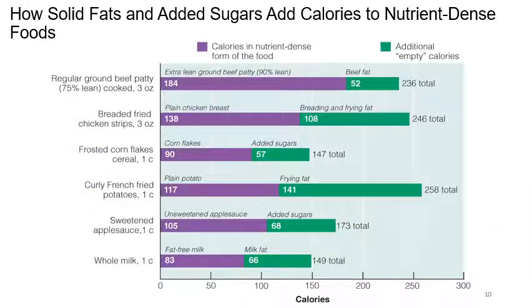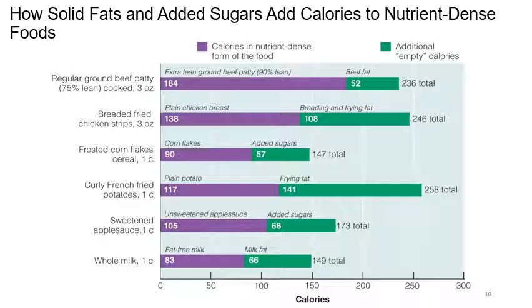How solid fats and added sugar add calories to nutrient-dense foods. So when you think about it, it really matters what kind of foods you get. Like a regular ground beef patty, if you buy the 75% lean, you are missing 52 calories if you bought one that's not as lean. So you're missing 52 calories of beef fat. And if you had breaded fried chicken strips versus plain, the breaded and frying fat is worth about 108 calories.